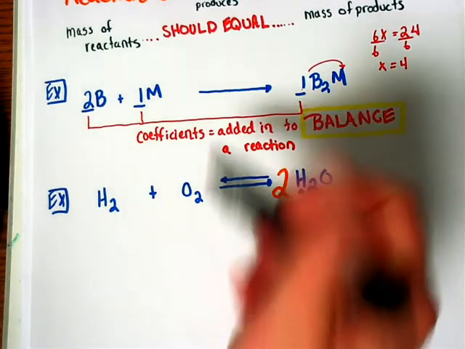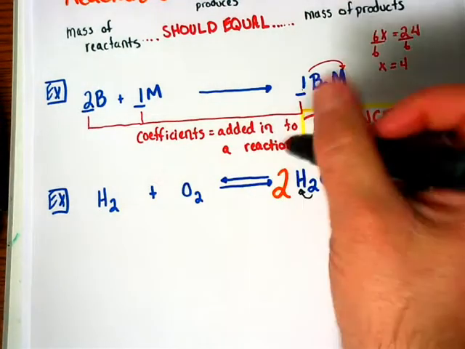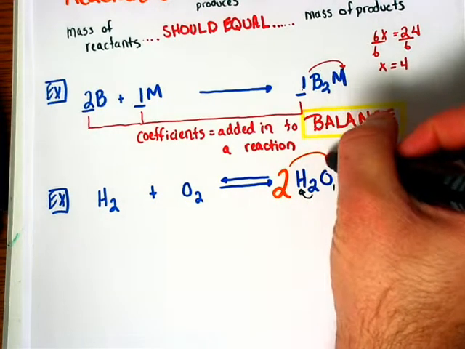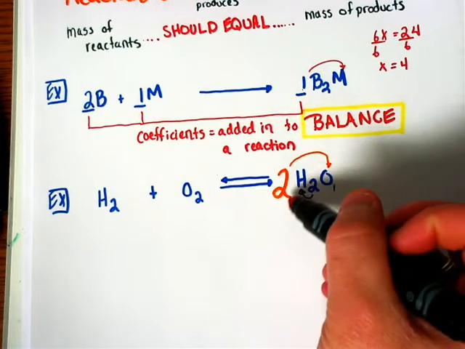Now a coefficient, which we added to balance the reaction, affects everything after it. So how many oxygens do you see over here now? 2. Which is great because there was 2 on the left. But how many H's are there now?